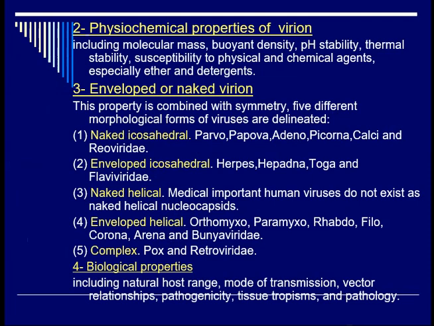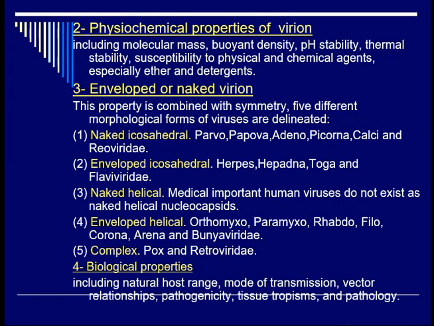The second way of classification of the viruses, we can use the physicochemical properties of the virion to classify the virus. Under these properties, we can use the molecular mass of the virion, the buoyant density of the virus, whether the virus is pH stable or not, the thermal stability, the susceptibility to physical and chemical agents, and being affected by ether or detergents. This is the second way the physicochemical properties of the virion can be used to classify different viruses.